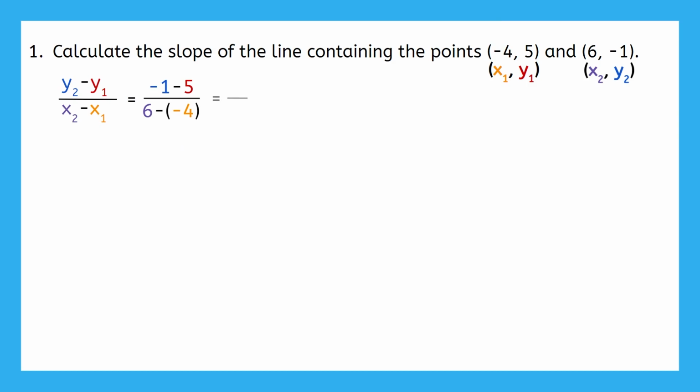Then we can simplify. Negative 1 minus 5 is negative 6, and 6 minus negative 4 is the same as 6 plus 4, which is 10. Dividing by the greatest common factor of negative 6 and 10 gives us negative 3/5.